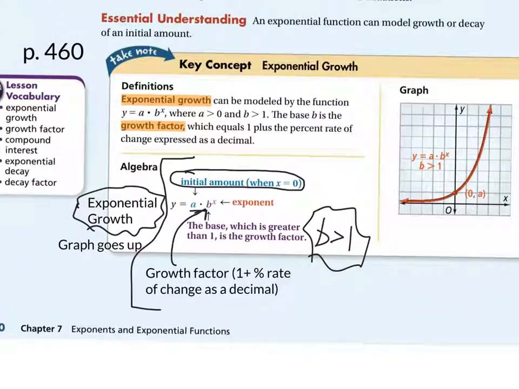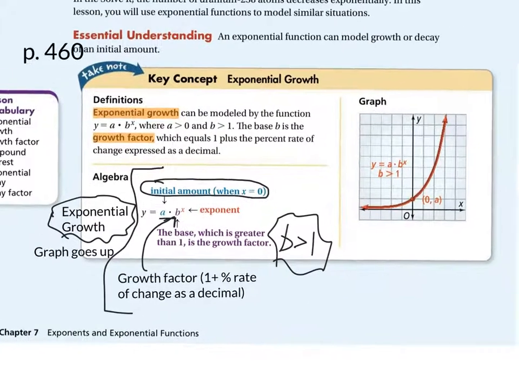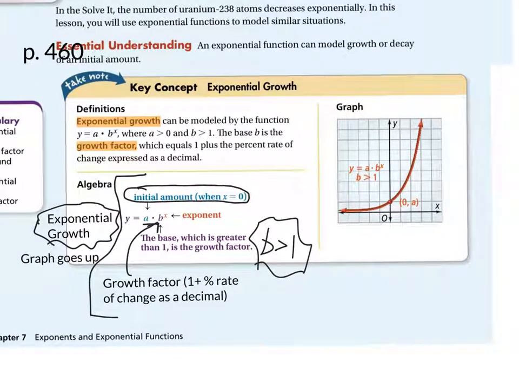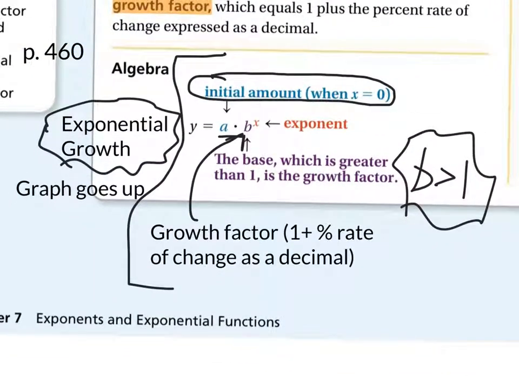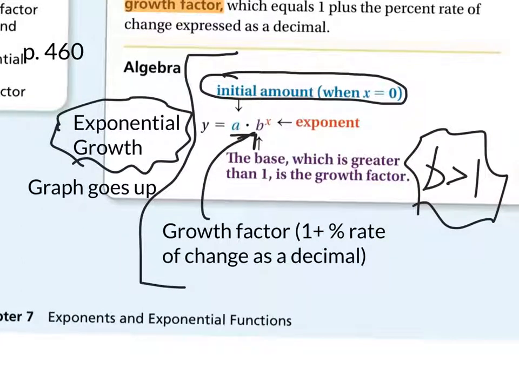if we look at this key concept, the first thing the book's telling us about is exponential growth. So first of all, if you look at the graph, notice how as we go from left to right, the graph is going up. Y values are increasing, okay? So growth, you think of going up. When you grow, you get taller, okay? Same idea here. This graph, the Y values are going up. So for exponential growth, this is what we're looking at.